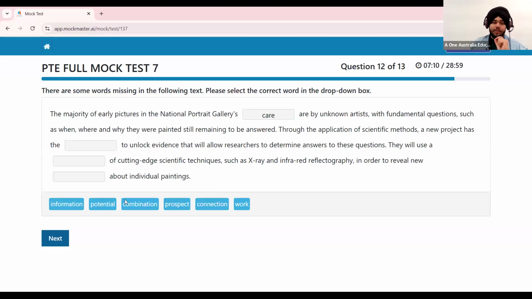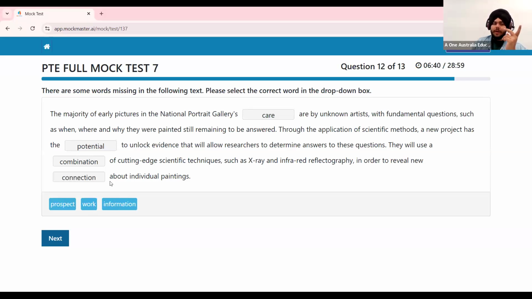Okay. Then for the next one, a new project has the [blank] to unlock evidence. A new project has the potential to unlock evidence because we're talking about a project. The project will only have potential. They will use a [blank] of cutting edge techniques. Guys, we're talking about techniques. So they will use a combination of techniques in order to reveal new [blank]. Now, what can we reveal? Many students would say connection, but you can reveal connection between two things.